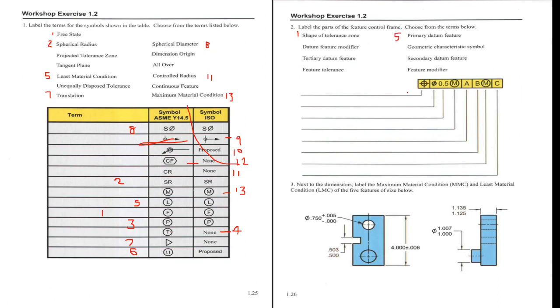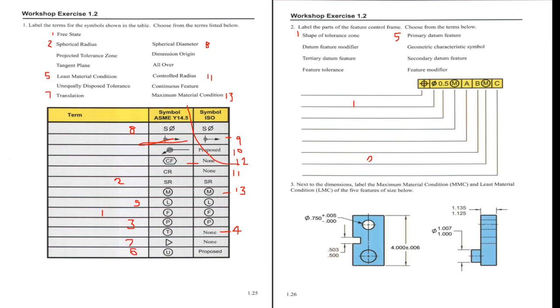Shape of the tolerance zone. Here, this diametric tolerance, this diameter symbol, is the shape of our tolerance zone. So one, and datum feature modifier. So it's here with B. We call it a datum feature modifier, and here it refers to the maximum material boundary.